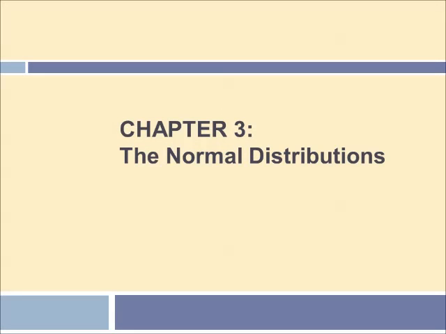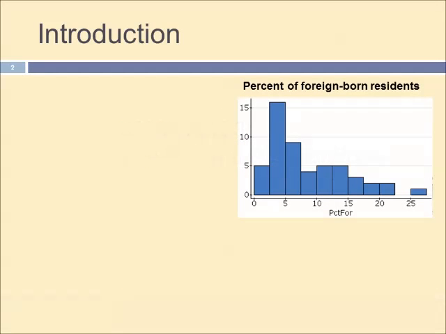Three normal distributions. Let's take a look at the histogram for the percent of foreign-born residents again. If we look at the overall shape, we could consider smoothing it out with a curve, like so. That defines the overall distribution.